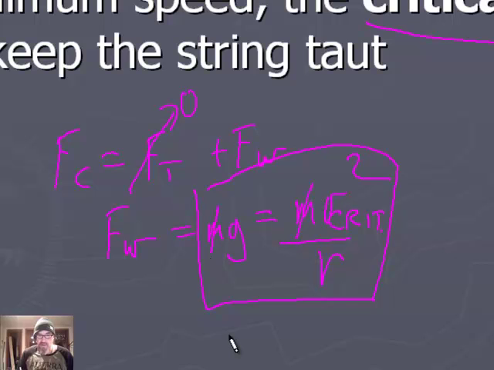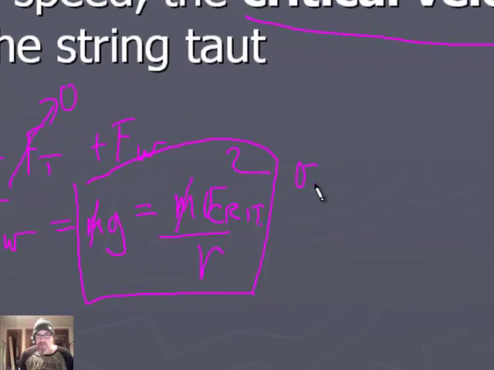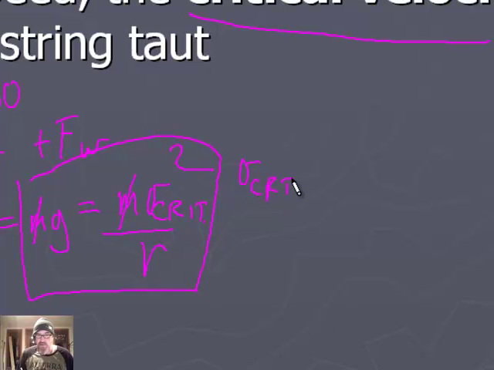Here's how this works. Mass drops out, so it turns out it doesn't really matter if you have a heavy object or a light object. It only matters what the velocity is and the radius, assuming that g remains constant. So let's solve this for v crit. The critical velocity squared is equal to g times r.